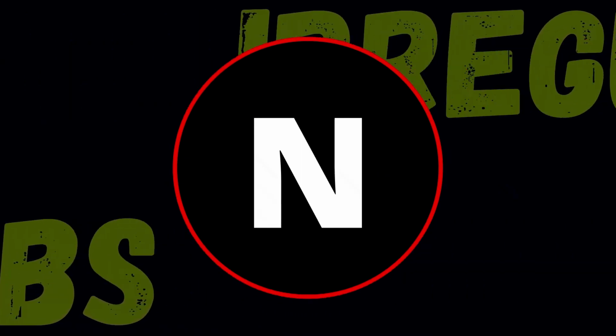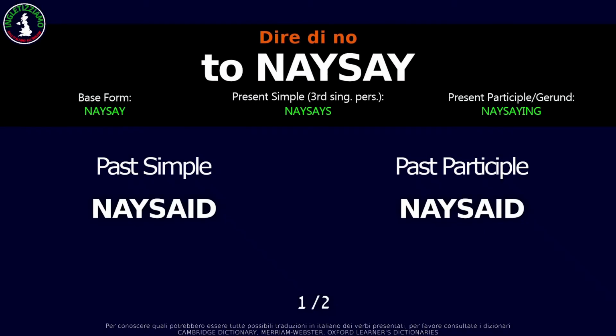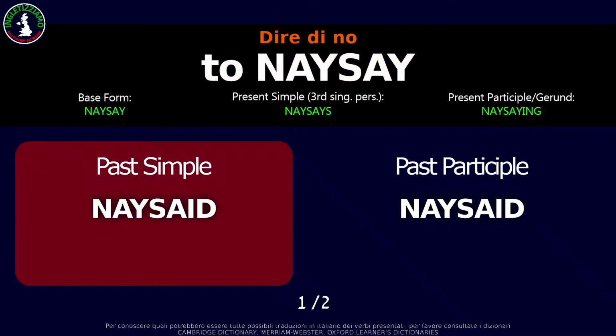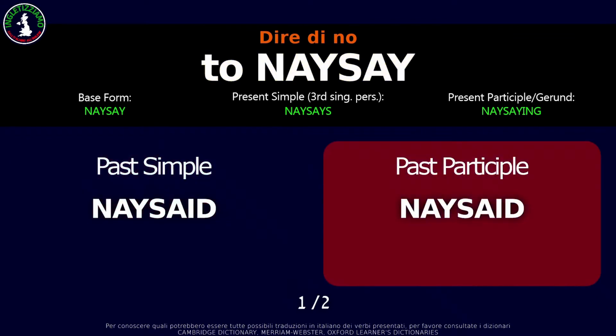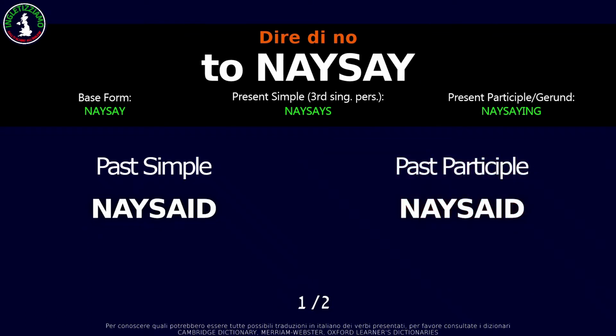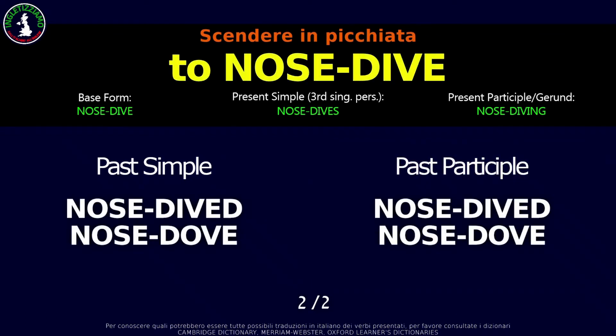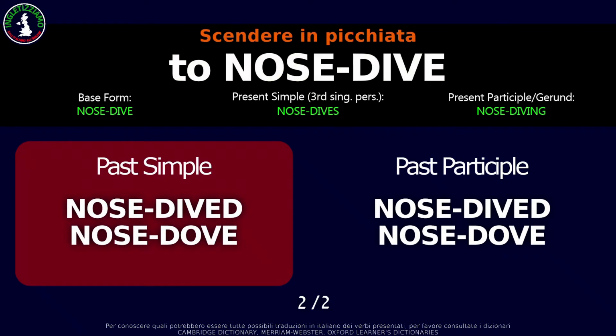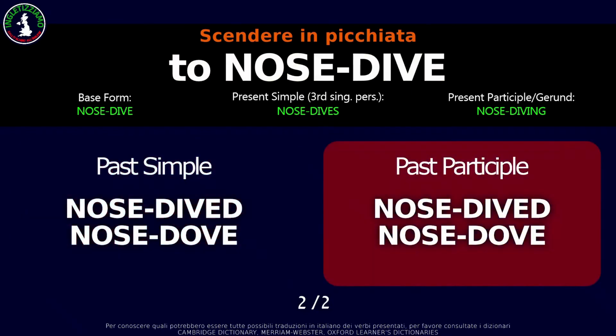Irregular verbs with the letter N. To naysay, naysaid, naysaid. To nosedive, nosedived or nosedove.